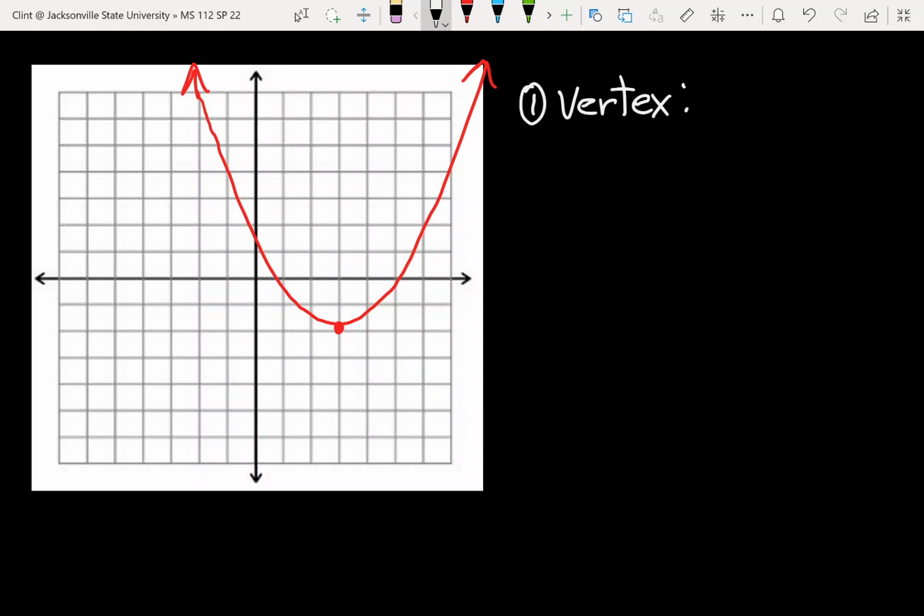So this is our vertex. What are our coordinates? Looking at the graph, we have to go over 1, 2, 3, and then down 2. So our vertex would be at (3, -2).